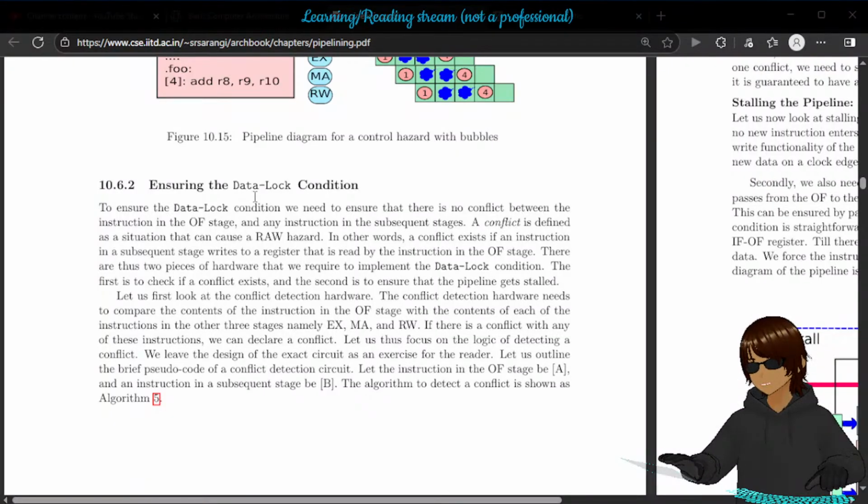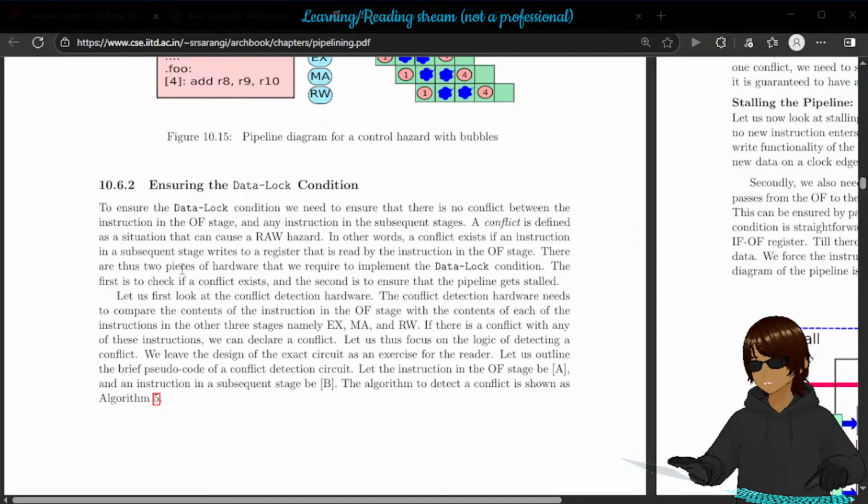To ensure the data lock condition, we need to ensure that there is no conflict between the instruction in the OF stage and any instructions in the subsequent stages. Conflict is defined as a situation that can cause a read after write hazard. In other words, a conflict exists if an instruction in a subsequent stage writes to a register that is read by the instruction in the operand fetch stage.